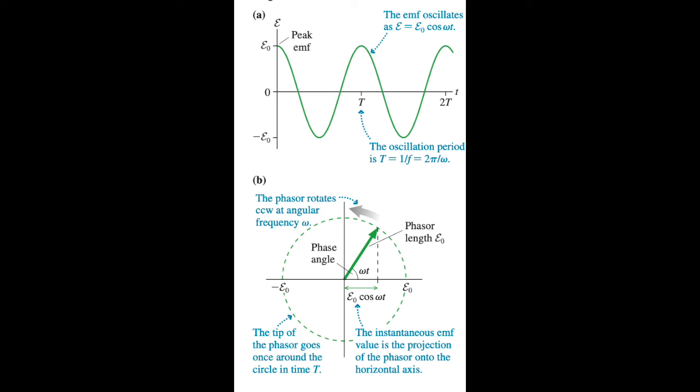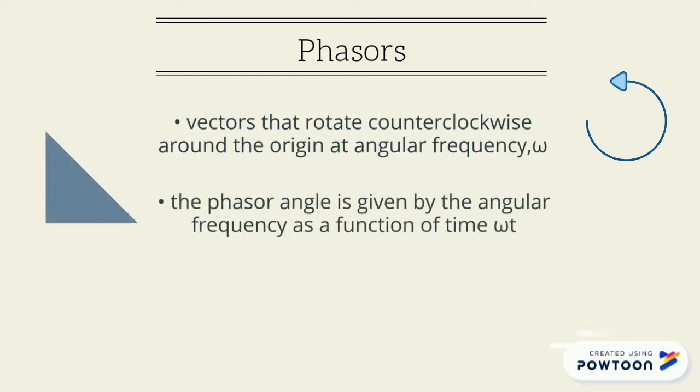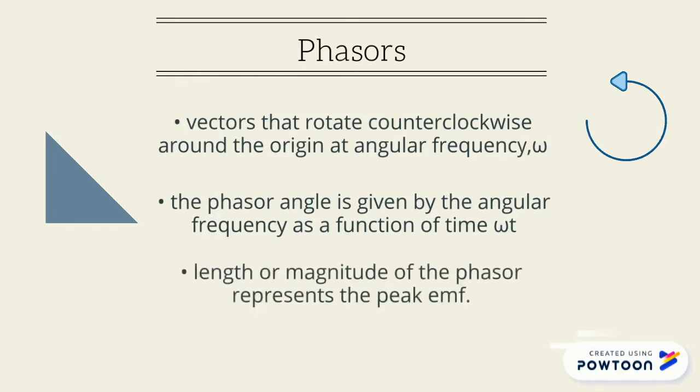To represent sinusoidal varying voltage and currents, we will be using rotating vectors, which are phasors. Phasors are counterclockwise rotating vectors about the origin, which represent the projection on a horizontal axis with a length equal to the magnitude of the quantity. The phasor angle is given by angular frequency, omega, which is also given as a function of time. The length or magnitude of the phasor is the maximum length of the quantity, which represents the peak EMF.